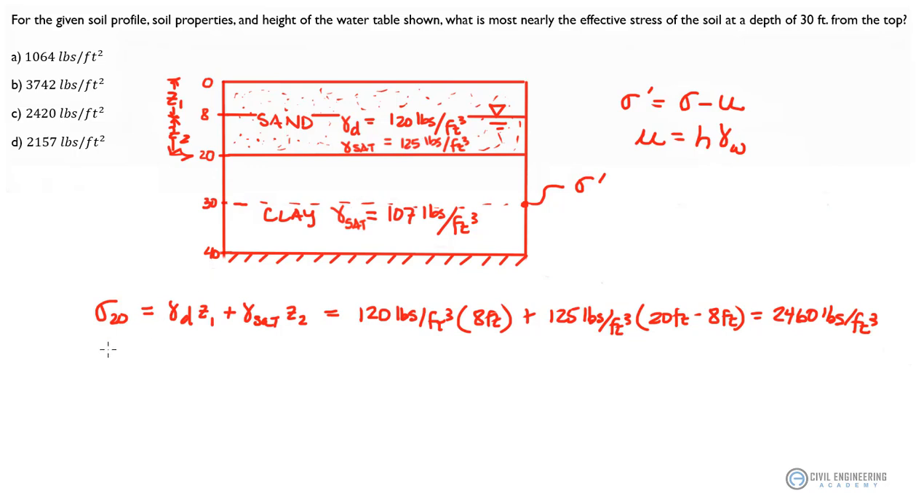Now let's get after our total stress at 30 foot below the surface. Since we've transitioned from sand to clay, now we've got this 10 foot of clay that we've got to deal with, and it's got a different unit weight. So we're going to say that the stress 30 feet down is going to be our stress from our 20 foot mark plus the gamma saturated of our clay times, and we'll call this next distance Z3. So Z3 is going to be this distance right here. That's going to be our total stress 30 feet down.